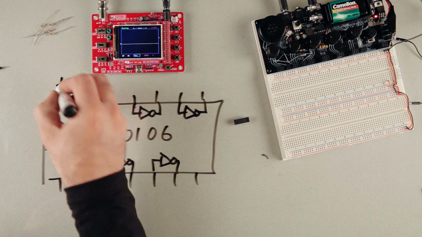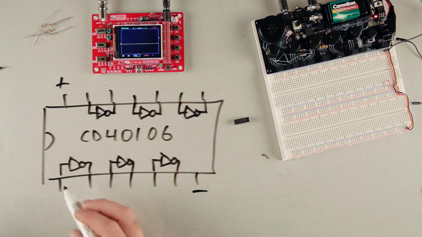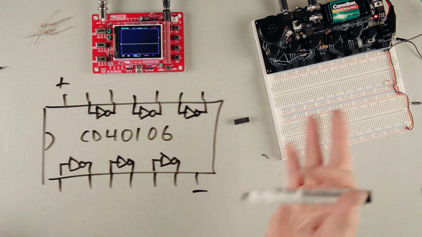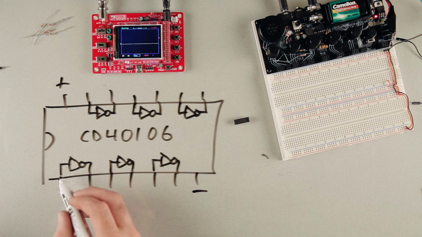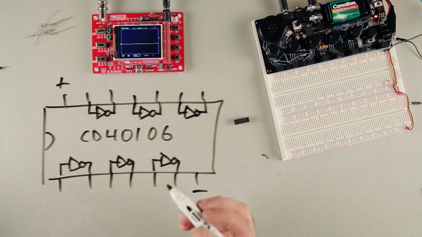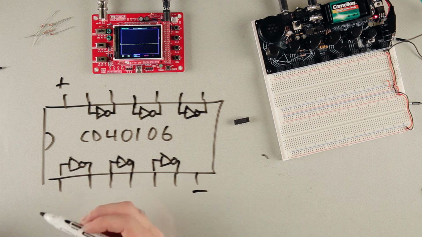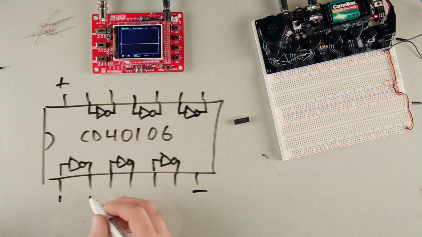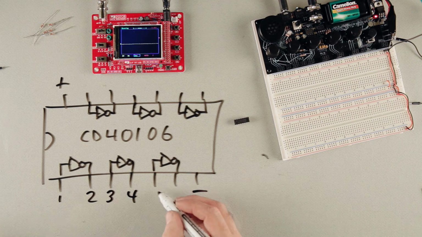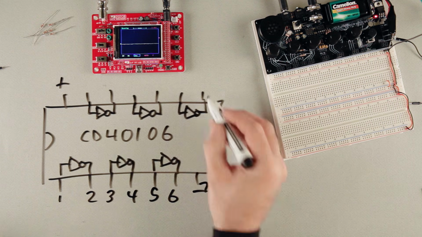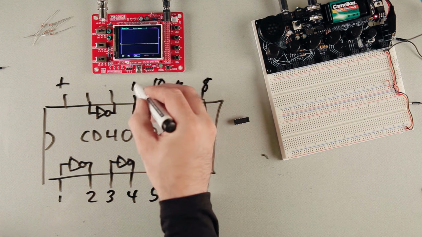And you power it here. That's where you apply power. This can take anywhere between 3 and 18 volts. We're going to be running it on 9. And then we're going to use these individual inverters to make oscillators. And what's really cool about this chip is that every single one of these can be an oscillator. So we can make 6 oscillators with this chip. The pins are numbered like this. 10, 11.